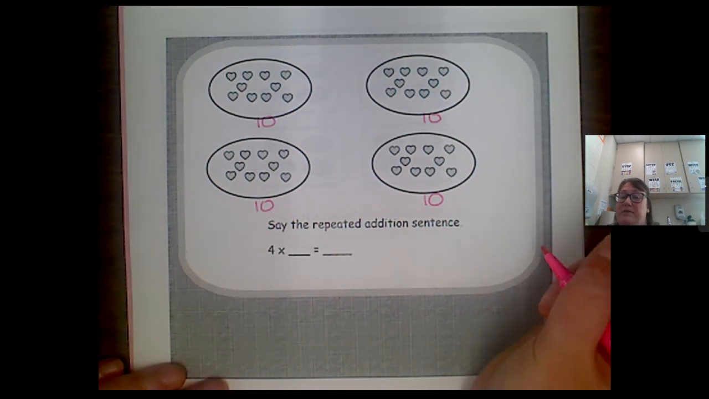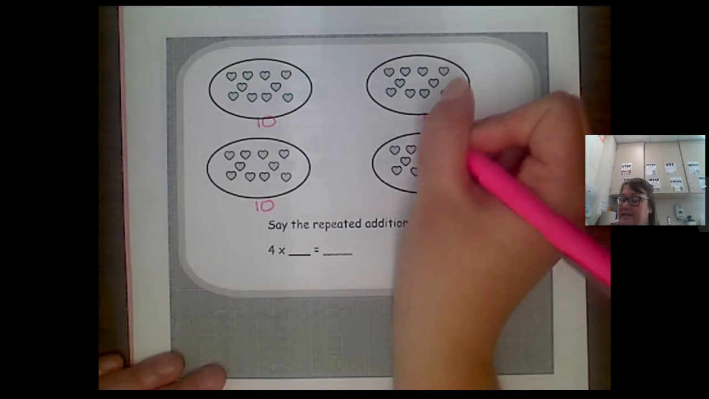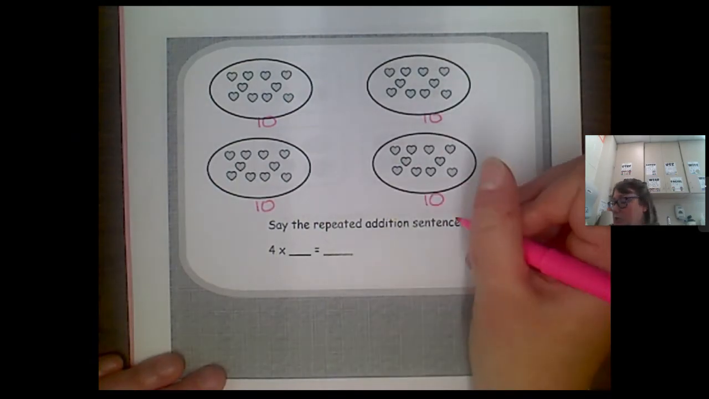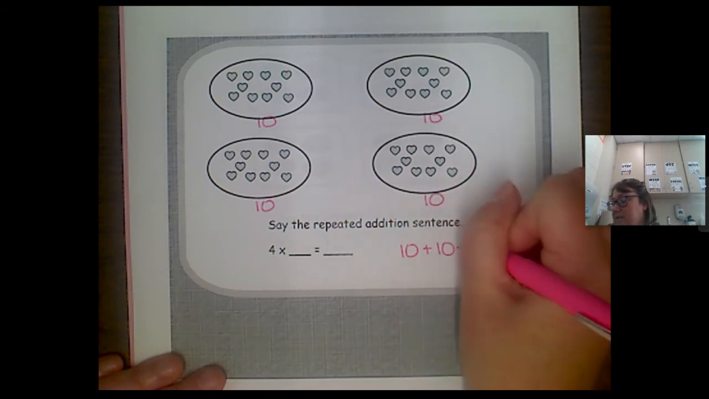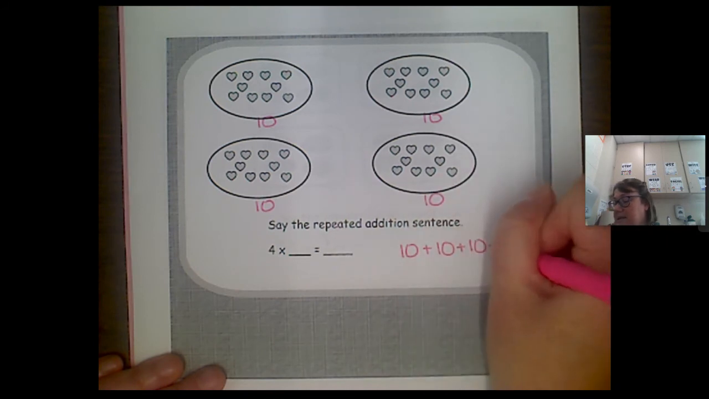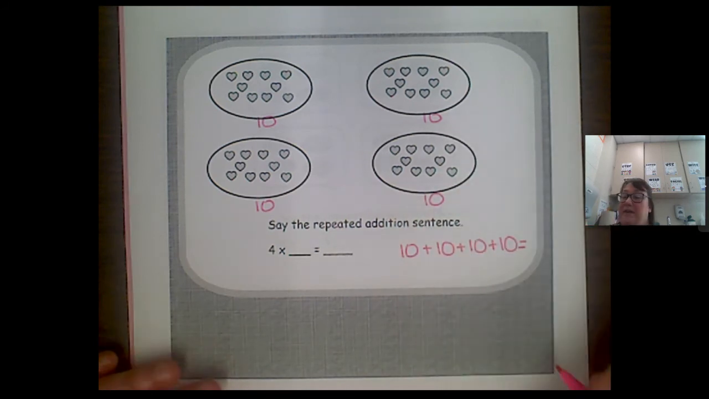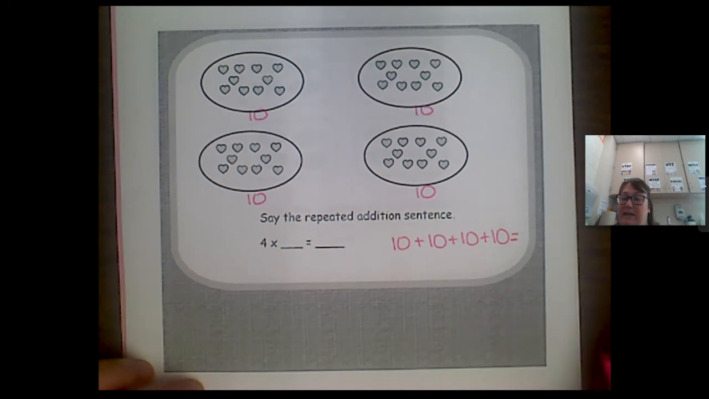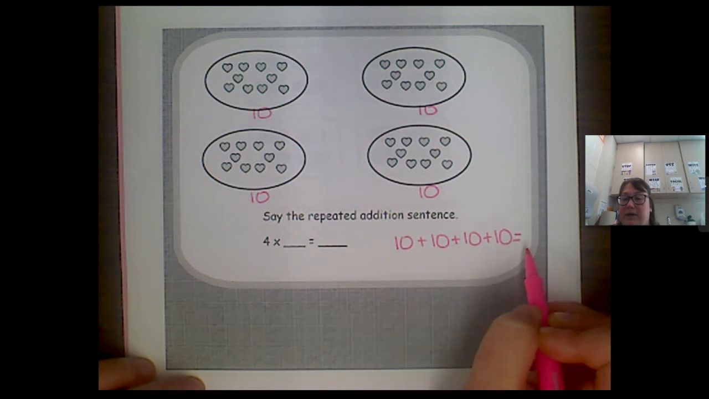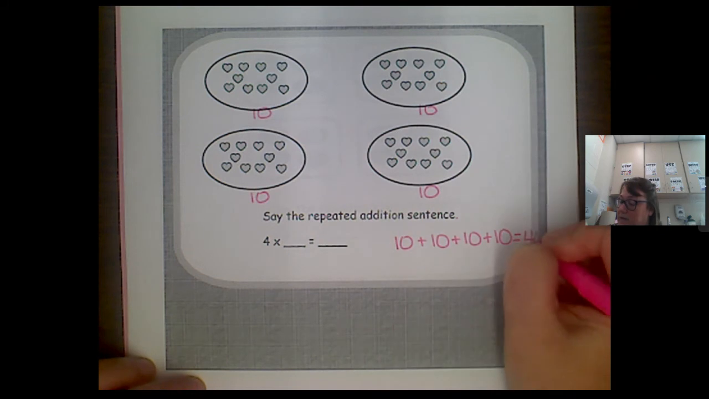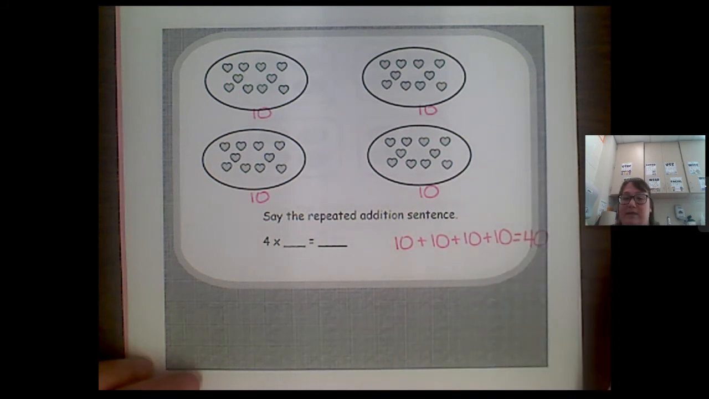So for my repeated addition sentence, since we have 10, 10, 10, and 10, did you write 10 plus 10 plus 10 plus 10 equals, and fives and tens are super fun to count by, so let's count by tens together. Will you count with me? Here we go. 10, 20, 30, 40. So it equals 40. Give me a thumbs up if you had 40 for your answer. Good job.